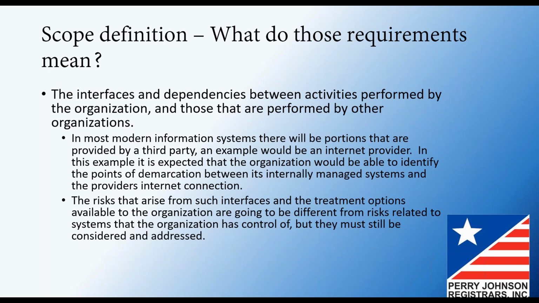And then lastly, interfaces and dependencies between what your organization manages and what is provided by third parties. So typically, you're going to have an internet provider of some type, and that would be an interface that we would expect to be identified, that point of demarcation between where your internally managed network hands off to your provider's public network, and what safeguards are in place to ensure that you're still meeting your information security requirements.